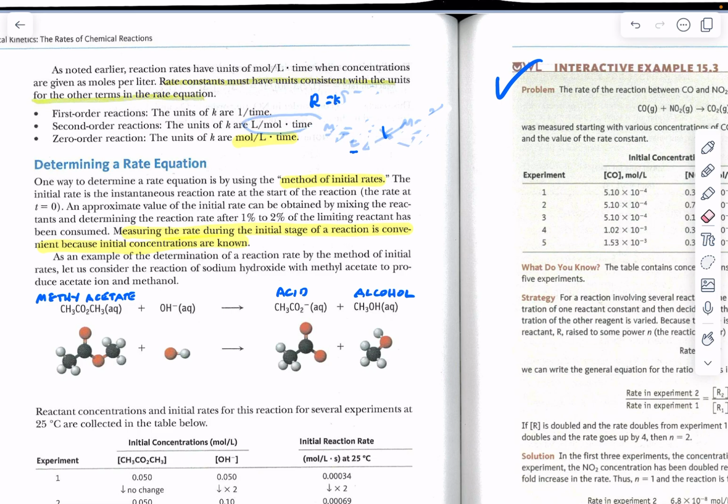So let's erase all of this and let's do the last one. In the last one, what if we have a zero order reaction? In other words, what if my rate equals K times my molarity to the 0 power? Well, anything to the 0 power is 1, which means my rate equals K, which means my units of K are going to be the same as the units of rate, which is moles per liter per time.